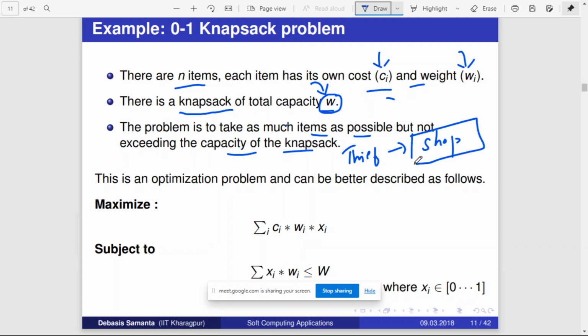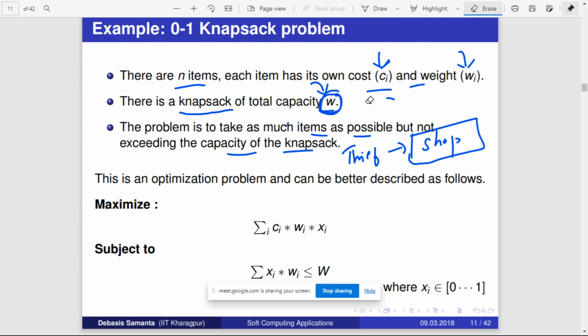And the shop contains several items. The cost of each item is Ci, and the weight of each item is Wi. Now what is the objective of the thief? The objective of the thief is to take maximum items from the shop. But whatever he takes cannot exceed this weight W. So this is a knapsack problem.